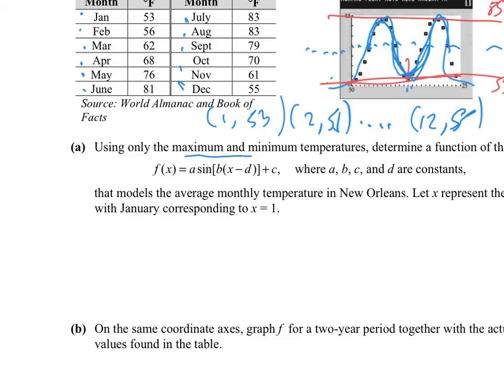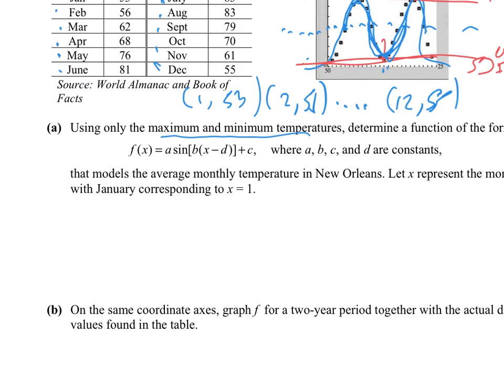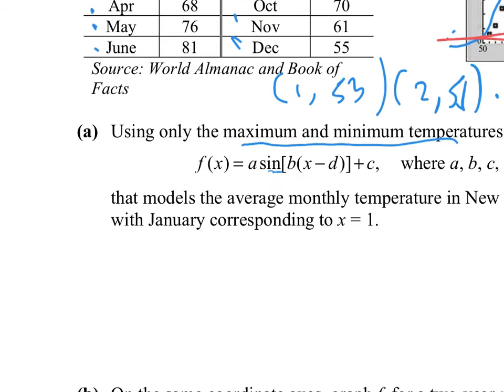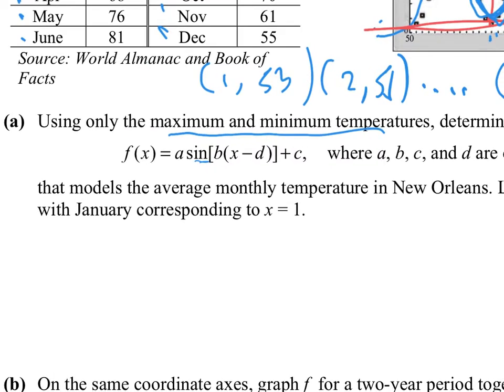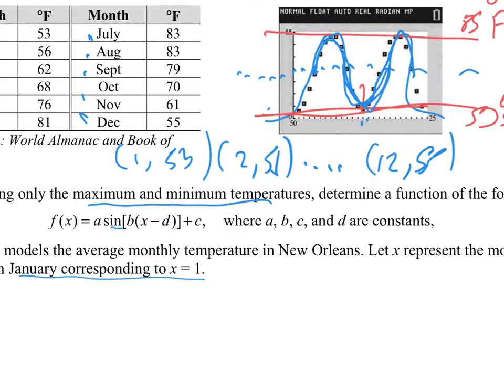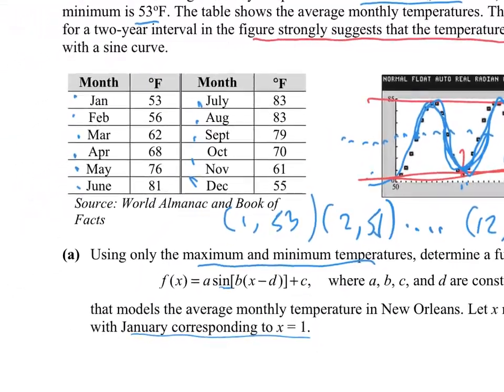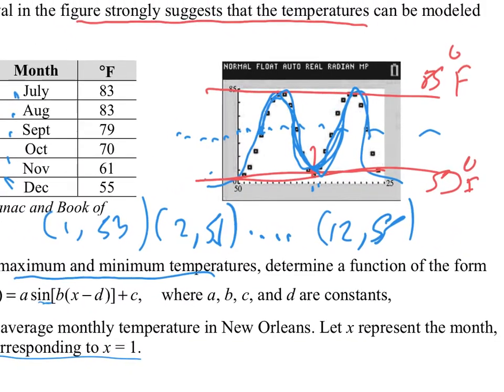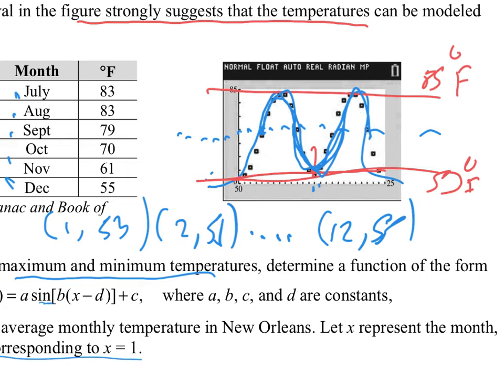Using only the max and min temperatures, determine a function of the form. So he wants me to create a sine curve using the pictures that are up here that models the average. And he does say x equals 1 was January. So I was right on that. He says sine curve, but I still don't like the fact of saying a sine curve. The good news about it is I don't have to start anywhere in particular. I can start anywhere I want. So I'm going to start right here, because that makes a beautiful regular sine curve.